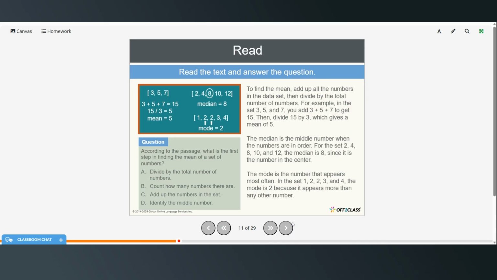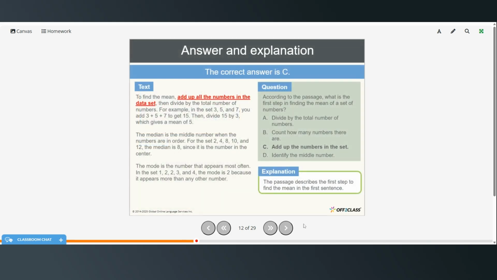All right, now pause the video, read the text, look at the example, and then choose your answer to the question. All right. According to the passage, what is the first step in finding the mean of a set of numbers? And the correct answer is C, add up the numbers in the set. So the passage describes the first step to find the mean in the very first sentence.